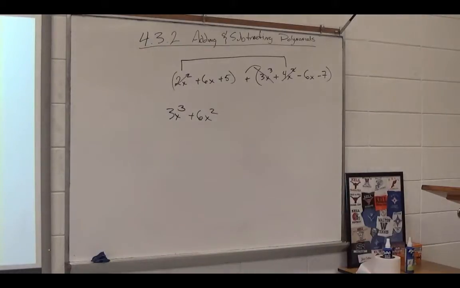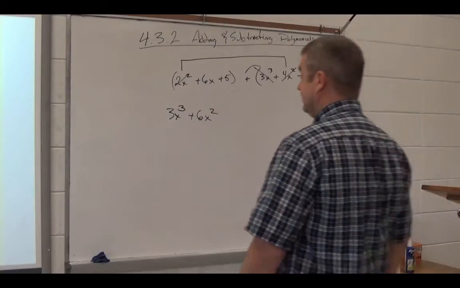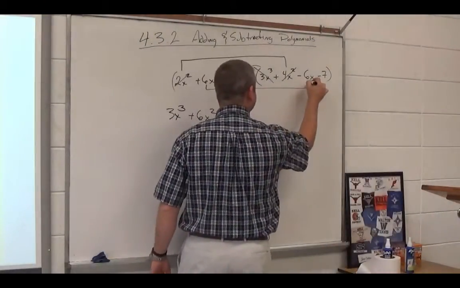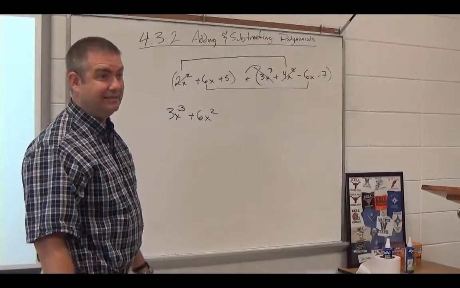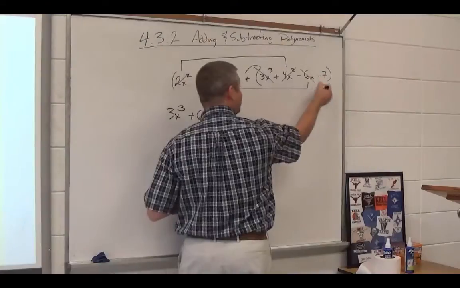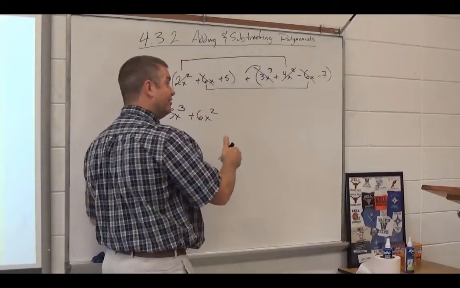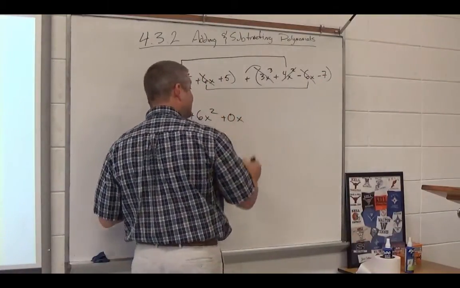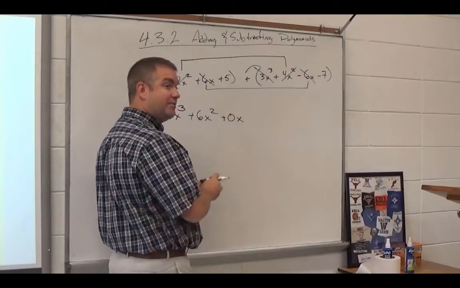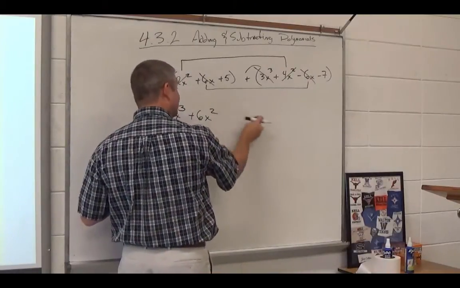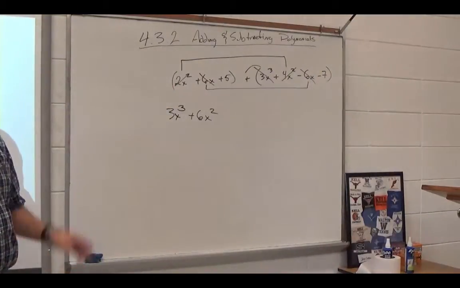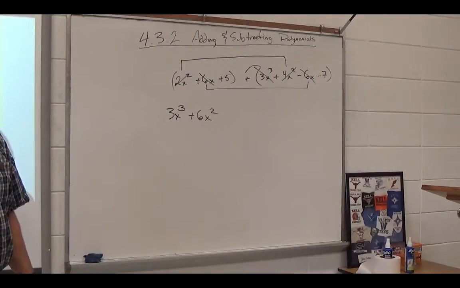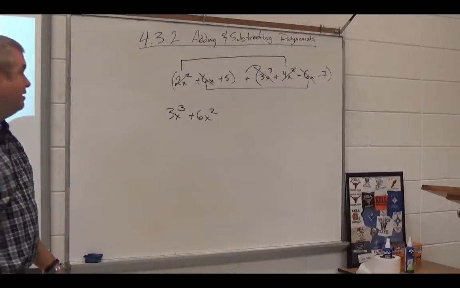Okay, now what's the next degree? X to the first power. I have a 6x and I have a negative 6x. Combine like terms. What is 6 minus 6? 0. So those x's just go away. There's nothing to write right here. Technically, if you wanted to say plus 0x, that would be fine, but I'm not recommending that. We don't have to worry about that until we divide with synthetic division. And that's next year. Okay, so they just go away.